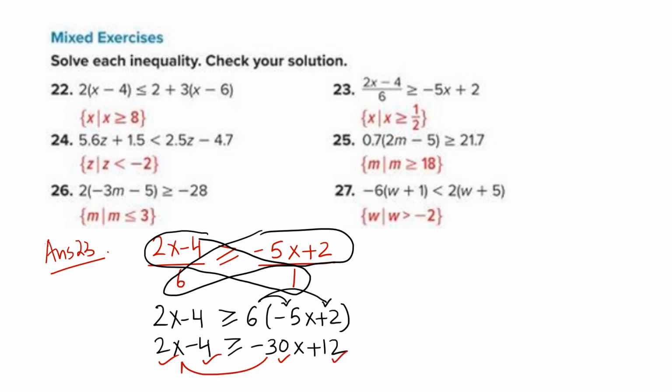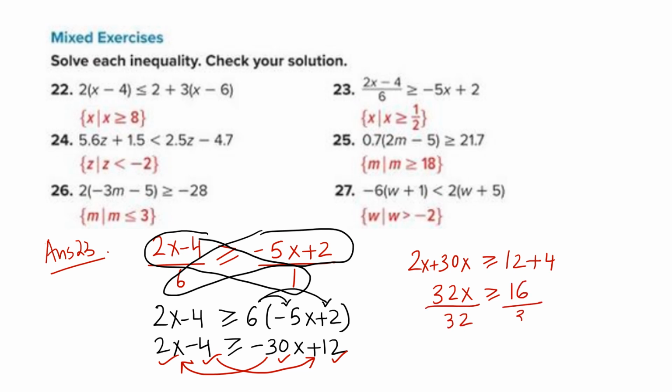So let me take this here and move the 4 to the other side. So it becomes 2x plus 30x is greater than or equal to 12 plus 4. So this is 32x greater than or equal to 16. Now I divide by 32 on both sides so that I make the coefficient 1 here. 32 cancels, so x is greater than or equal to 1/2. Now if you want to write in set builder form, it is curly brackets x such that x greater than or equal to half. So this is how you solve 23 using the method of cross multiplication.